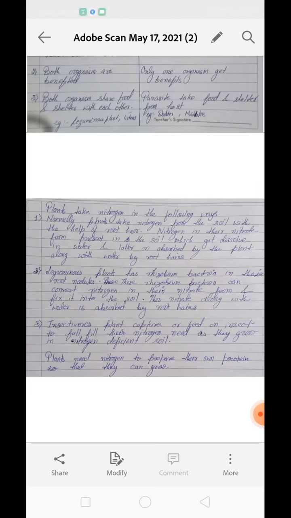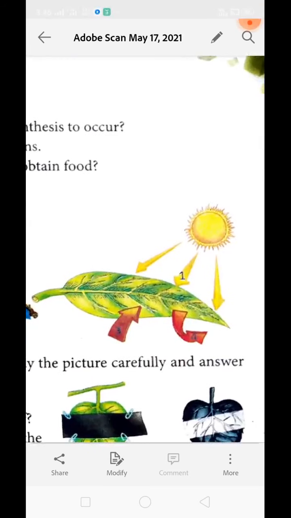Third, insectivorous plants capture or feed on insects to fulfill their nitrogen need, as they grow in nitrogen deficient soil. Now, plants need nitrogen to prepare their own protein so that they can grow. Understand? Now, just look at the picture very carefully.